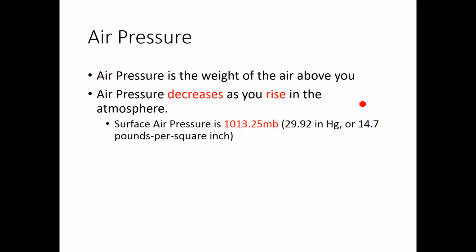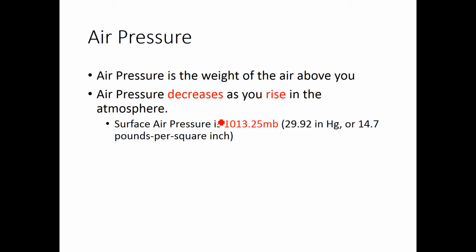Surface air pressure is approximately 1,013.25 millibars. This is a number that I want you to remember. This number is very crucial, and we're going to use it a lot in this class. But what this actually means in terms of numbers that we're used to is 14.7 pounds per square inch.